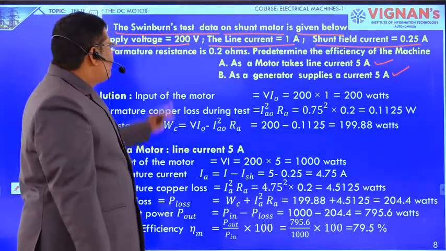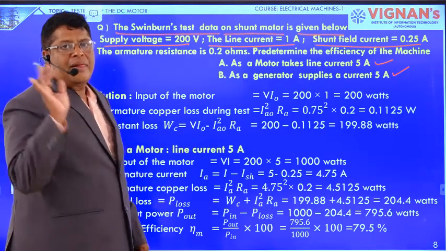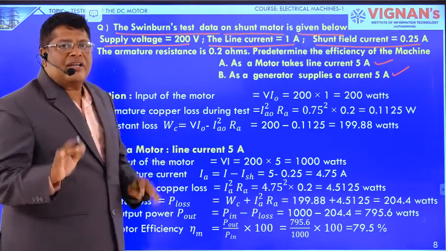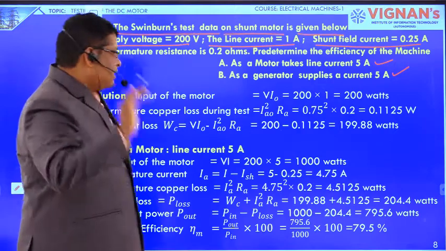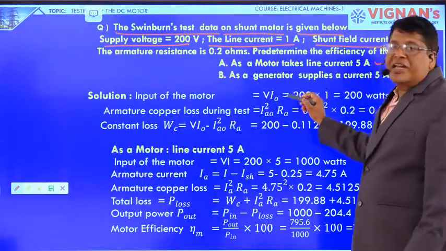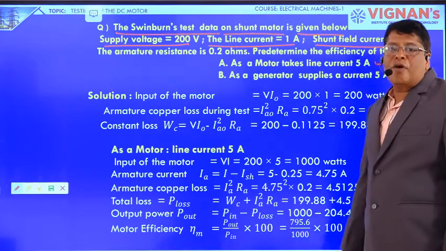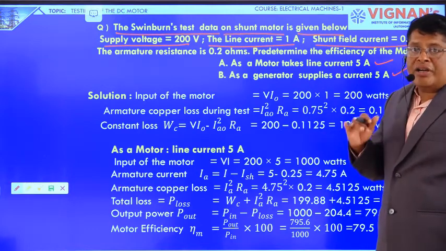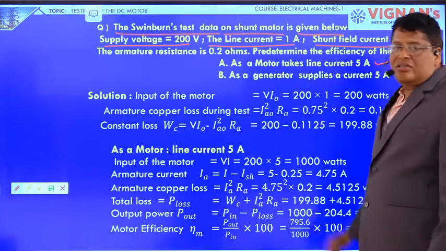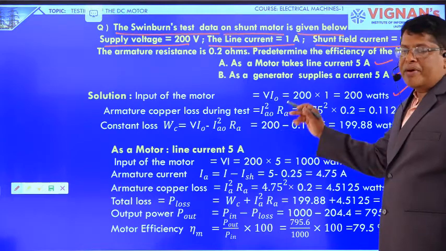See here, first from the Swinburne test data, we are going to calculate the constant losses in the motor. To find the constant losses, first of all we should calculate the input power in the Swinburne test. The voltage into current in the Swinburne test is nothing but the input power, the power taken by the motor in the Swinburne test. Next, the copper loss during the Swinburne test.